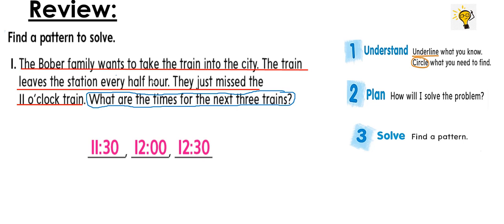Now we know that they need to take a train and each train leaves the station every half hour. So we found that the pattern we need to follow is half hour. They just missed the 11 o'clock train. What are the times for the next 3 trains? The pattern will be half hour, starting at the next train, which will be at 11:30, the next one will be at 12, and the last one will be at 12:30. So these are the times for the next 3 trains.